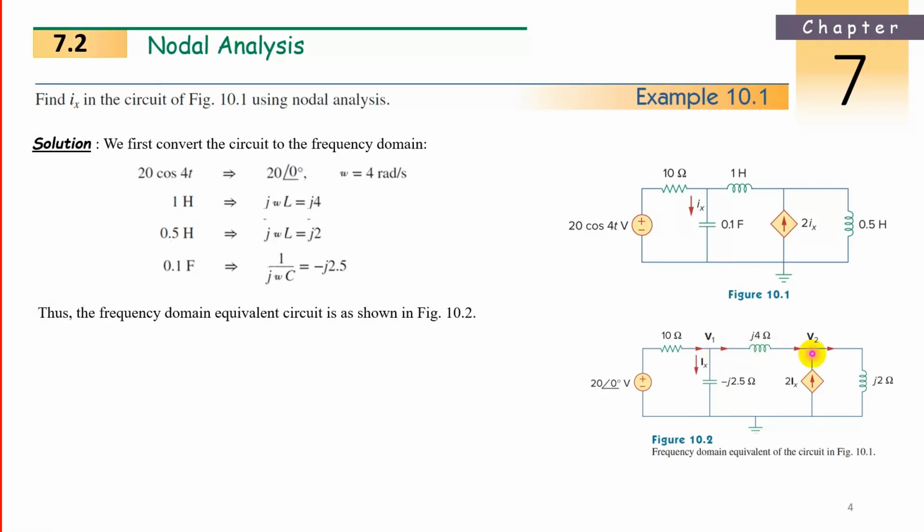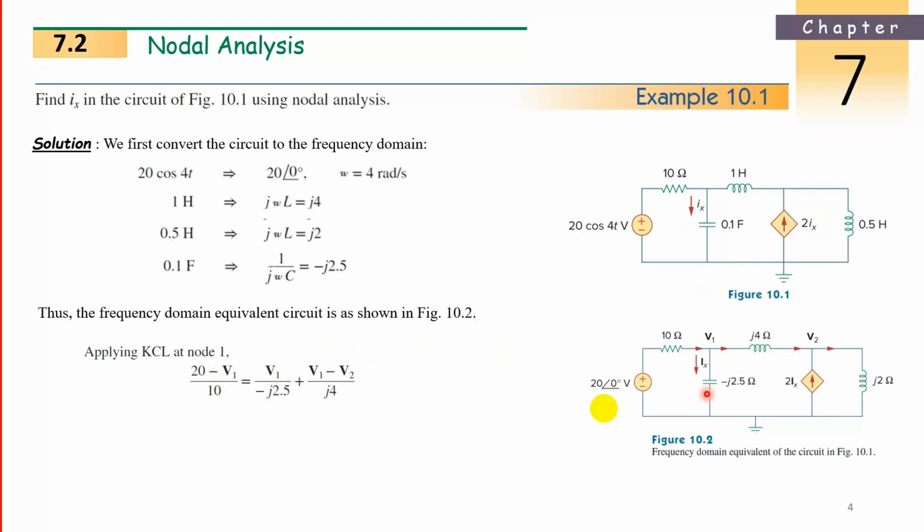Now another one: V1 minus V2, because this is the higher potential and this is the lower potential. Current is leaving, so V1 minus V2 divided by j4. So that is your first node equation. Check here: 20 minus V1 divided by 10 is the current entering, and these two are the currents leaving, so it is equal to the other side.